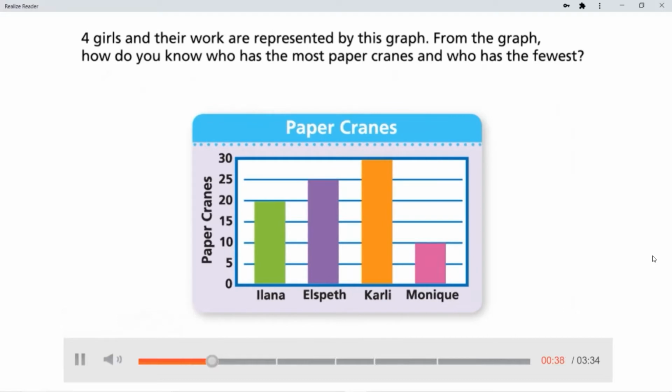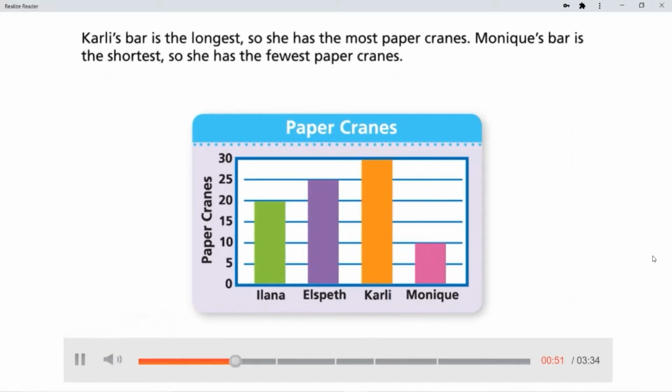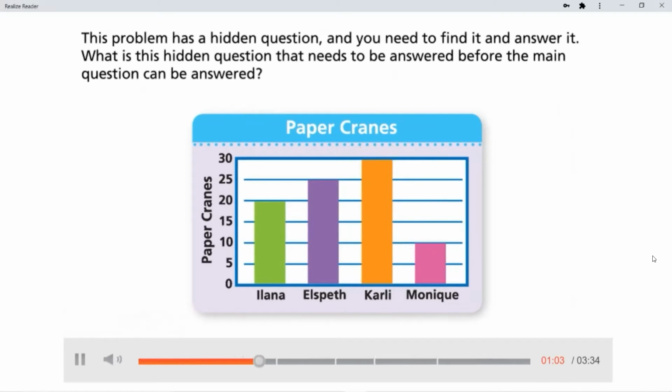4 girls and their work are represented by this graph. From the graph, how do you know who has the most paper cranes and who has the fewest? Carly's bar is the longest, so she has the most paper cranes. Monique's bar is the shortest, so she has the fewest paper cranes. This problem has a hidden question, and you need to find it and answer it. What is this hidden question that needs to be answered before the main question can be answered?